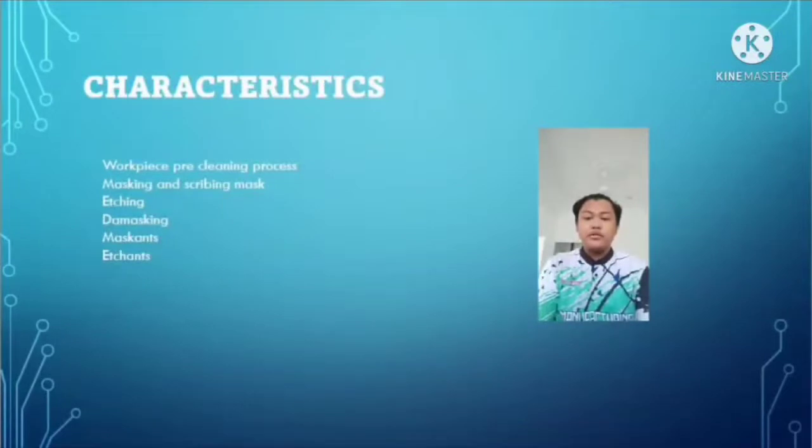Assalamualaikum. Now I will explain the characteristics of chemical machining. The first characteristic is the workpiece pre-cleaning process. The surface of the workpiece metal is cleaned thoroughly, degreased and pickled by acid and alkali. Pre-cleaning is the most important method to remove oil, grease, dirt, rust and any foreign substance from the work surface to produce a good adhesion of the masking material.